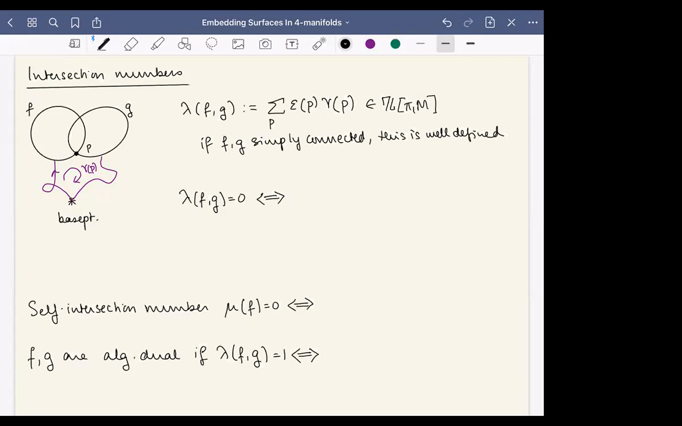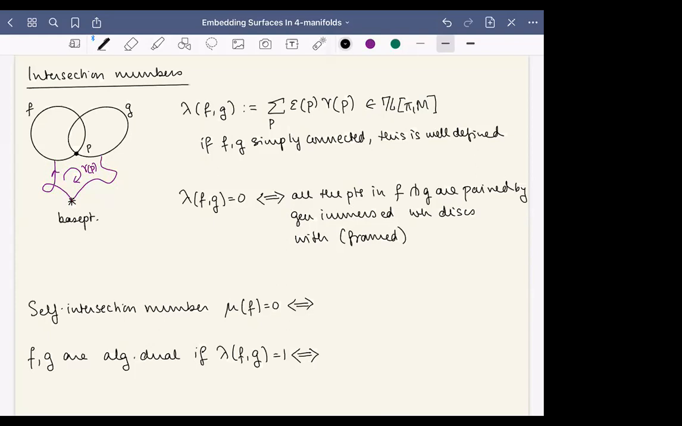Well, it turns out the vanishing has a nice geometric characterization. This count vanishes if and only if all the intersection points of f and g are paired by immersed, generically immersed Whitney disks with framed, disjoint embedded boundaries.